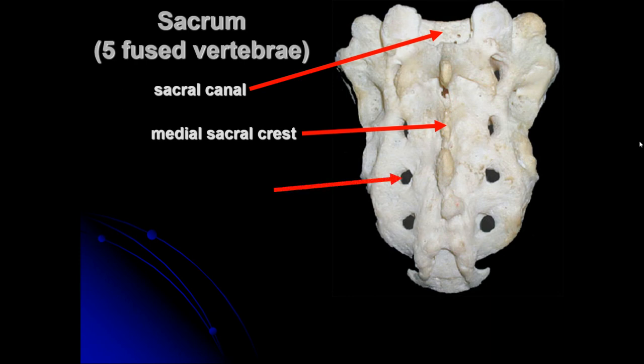You can also see holes. These used to be the intervertebral foramina, but now, because of the fusion, there's a whole separate hole, and these are called the sacral foramina. If you look at the very bottom, what you're going to see is an upside down U. And this is the termination of that sacral canal. It's called the sacral hiatus.